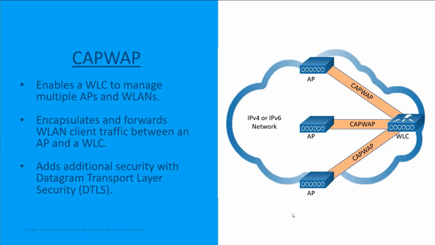CAPWAP is going to establish tunnels on the UDP ports 5246 and 5247. This is with IPv4 and with IPv6. CAPWAP will also provide additional security with DTLS encryption, which is Datagram Transport Layer Security.